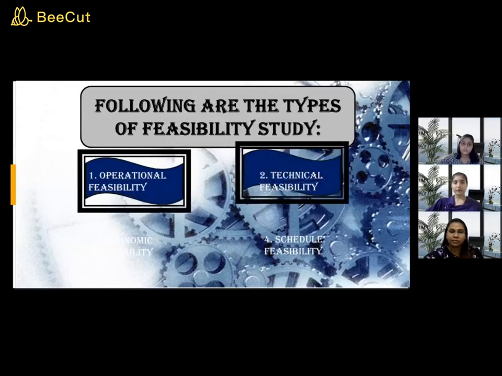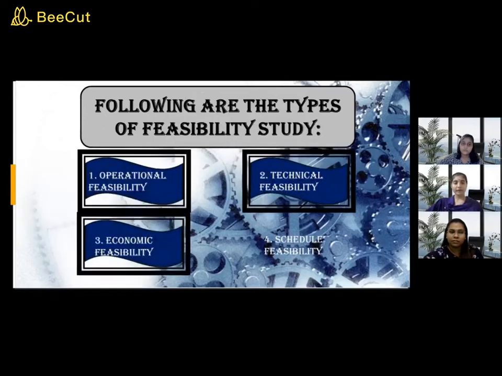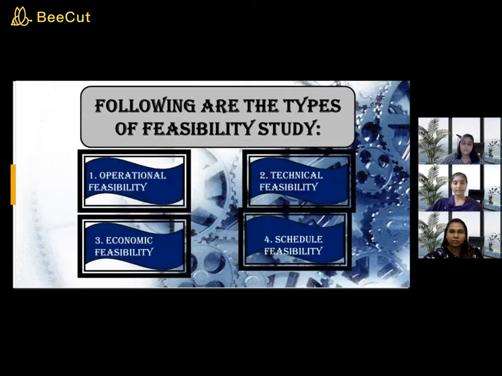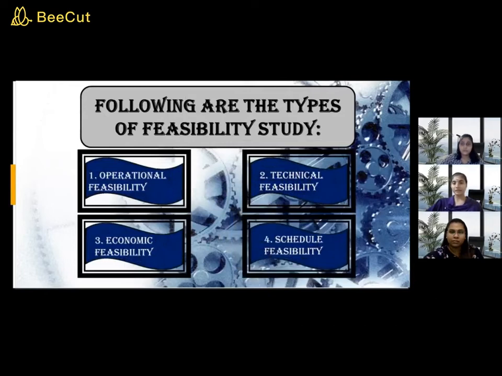Following are the types of feasibility studies. First is operational feasibility. Second is technical feasibility. Third, economical feasibility. And the fourth is schedule feasibility.